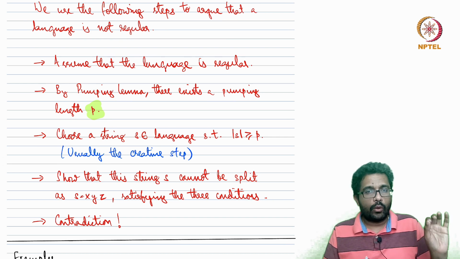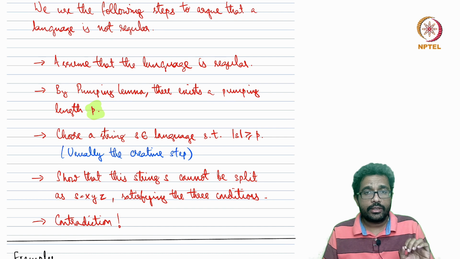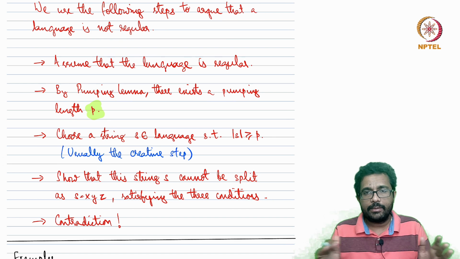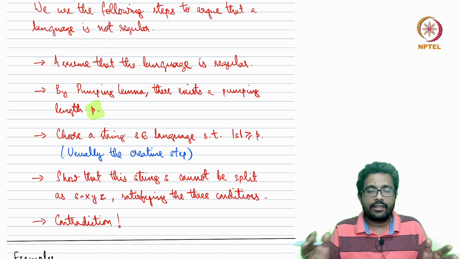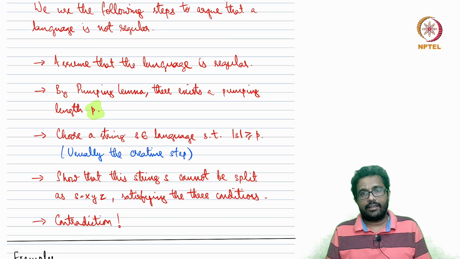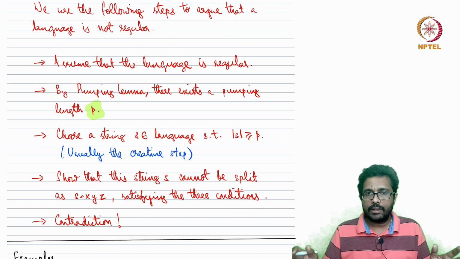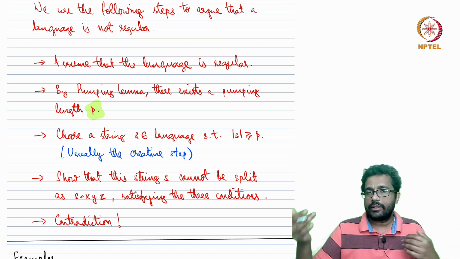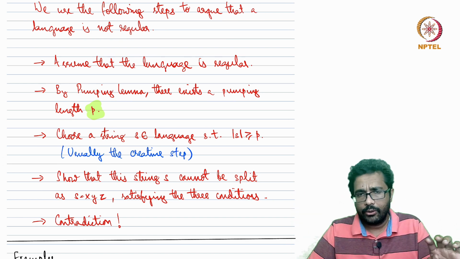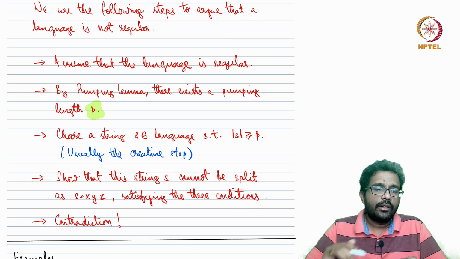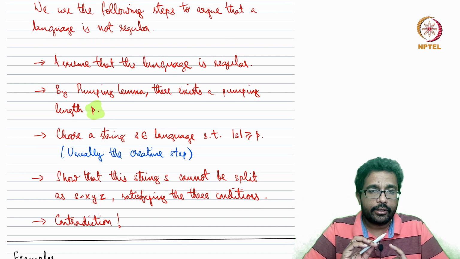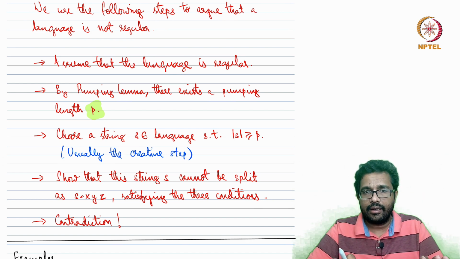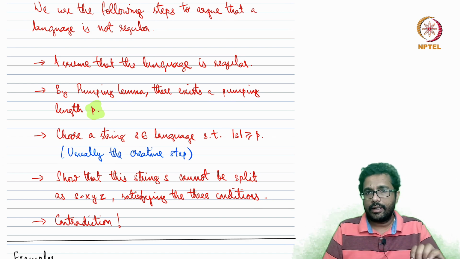But once having chosen this string, we have to show that there is absolutely no possibility of breaking this string down into x, y, z which meets these conditions. So, we have to rule out any possible split of x, y, z, saying that if you split it this way some condition gets violated, if you split it that way some other condition gets violated, and so on. So, you have to only pick one string, and for that string we have to show that none of the splits satisfy the conditions, and that is how you get the contradiction.